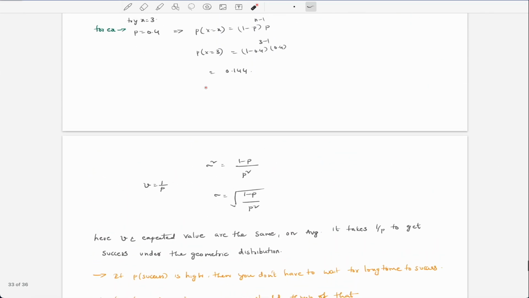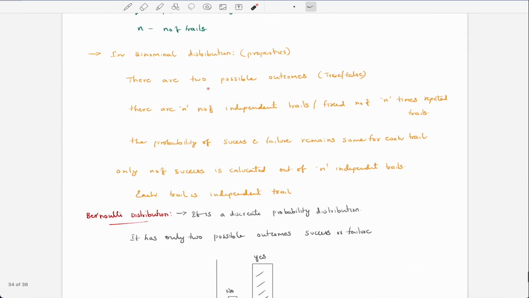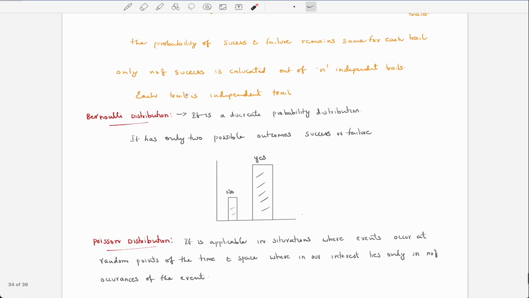I just want you to research on your own, okay, so it will give you a better sense. After that we have the Bernoulli distribution. I find it hard to pronounce this name. Okay, Bernoulli distribution. This is a discrete probability distribution. Discrete means what? Independent, right? It is a discrete probability distribution.